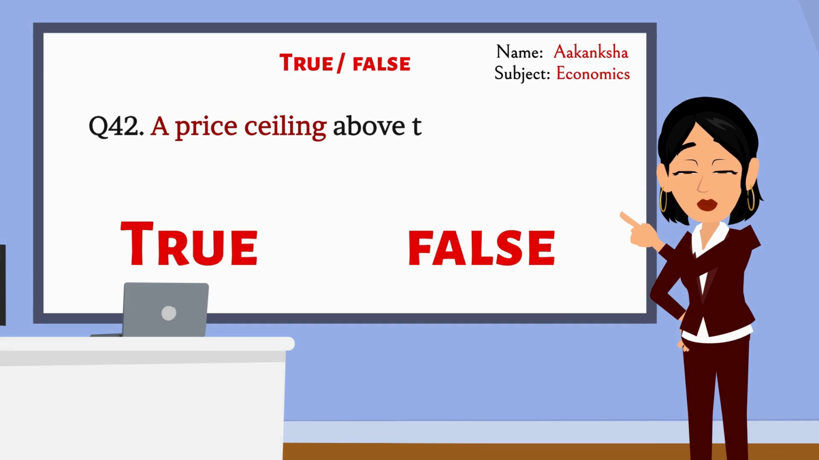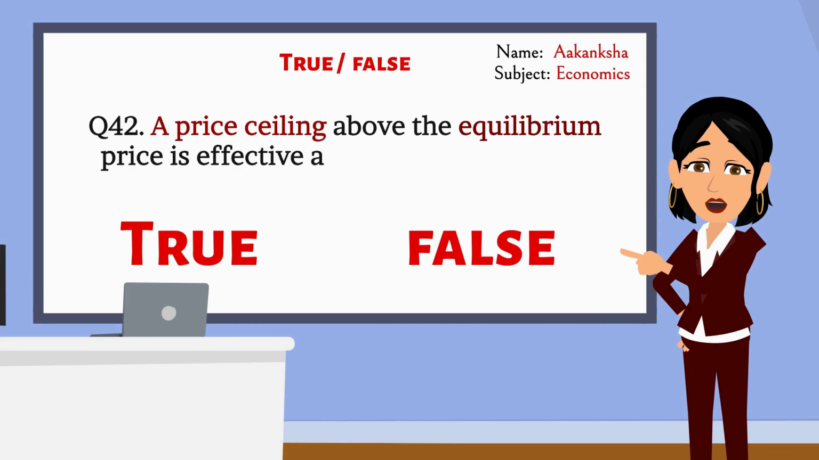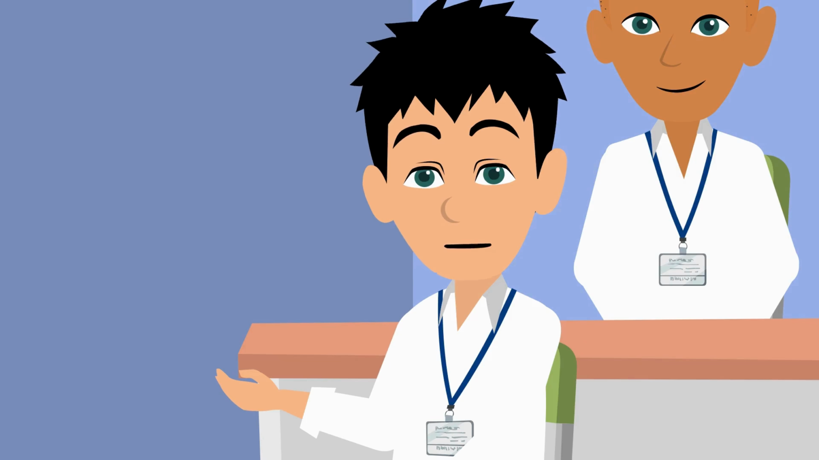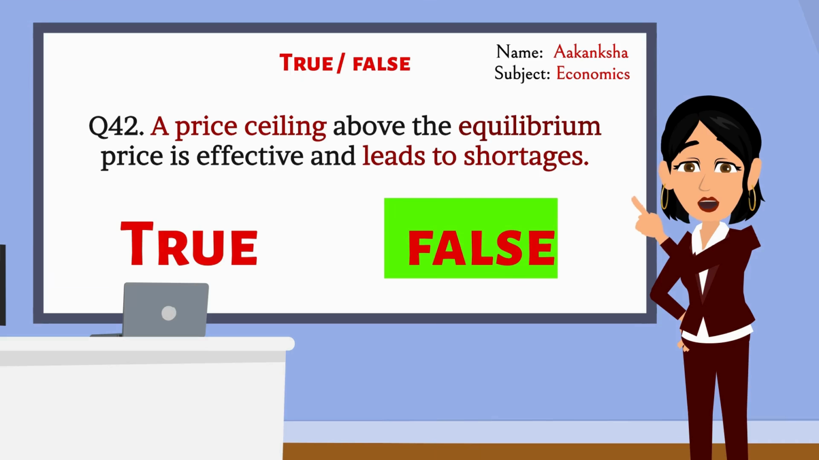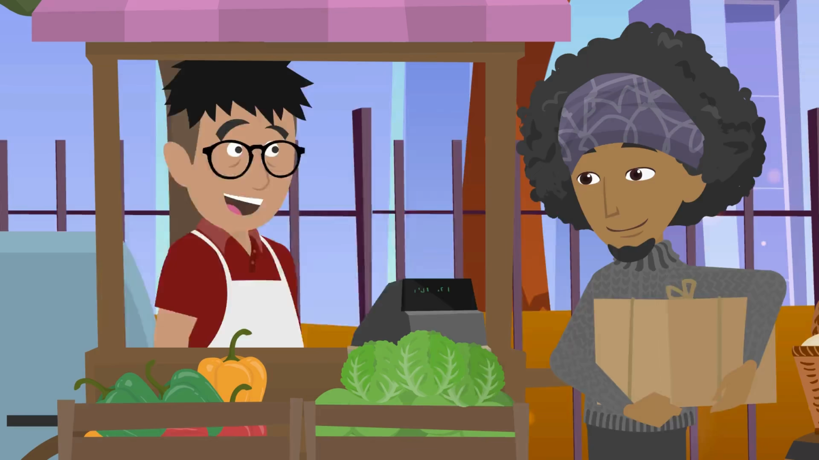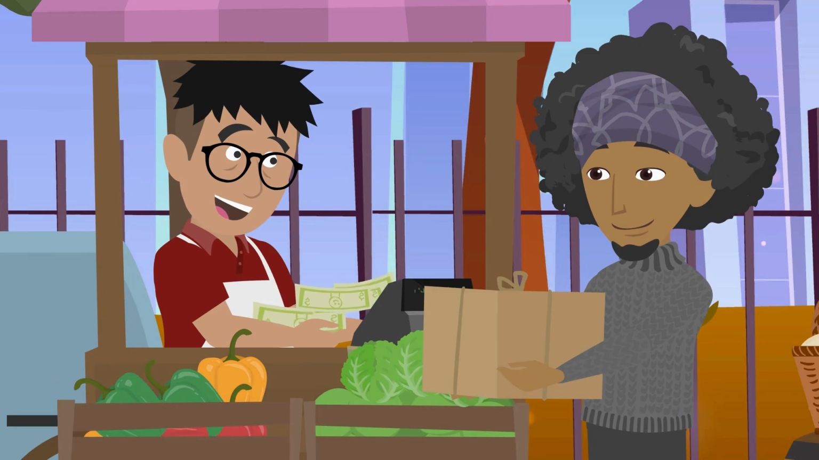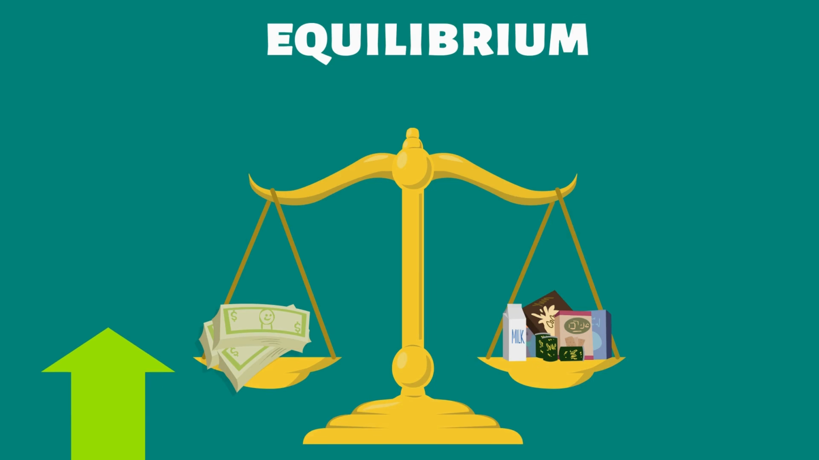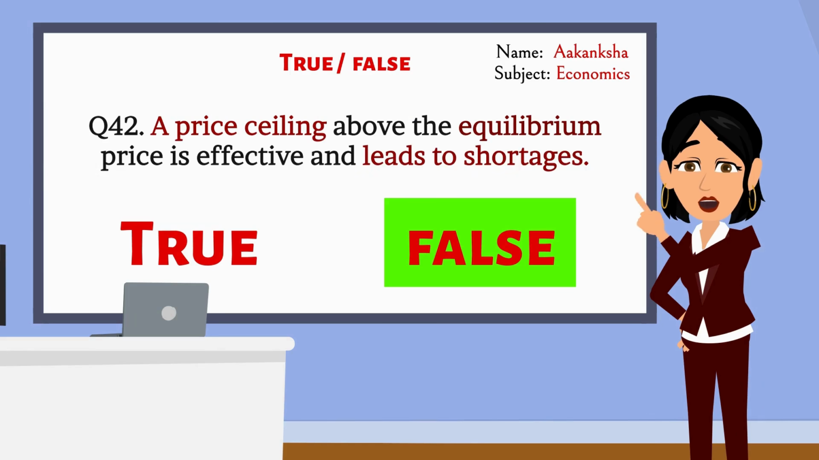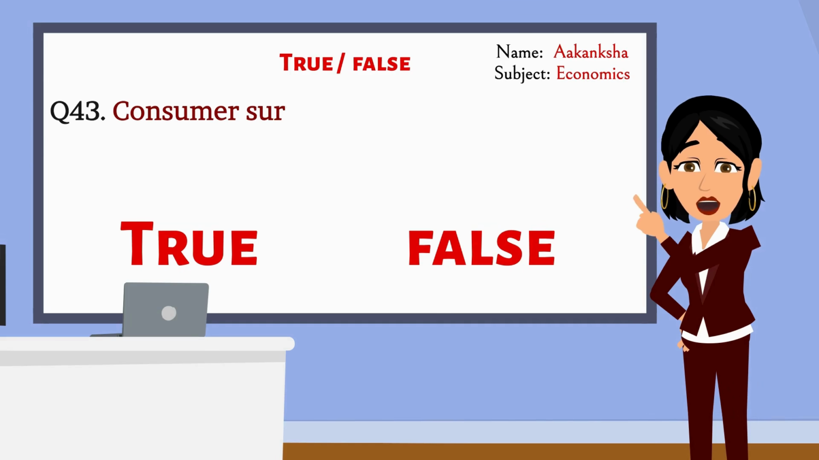Question 42. A price ceiling above the equilibrium price is effective and leads to shortages. True or false? It's a false statement, ma'am. That's right, Nishant. Why is it false? A price ceiling is the highest price a seller can charge for a product or service, and if it's set above equilibrium, it has no effect since prices are already lower. Very well explained, Nishant. Question 43.